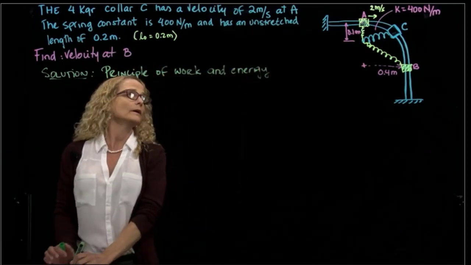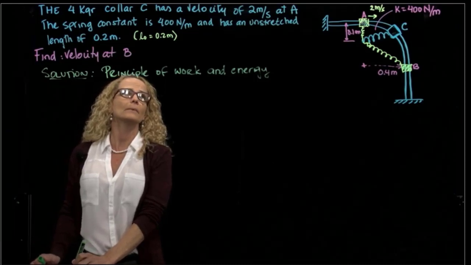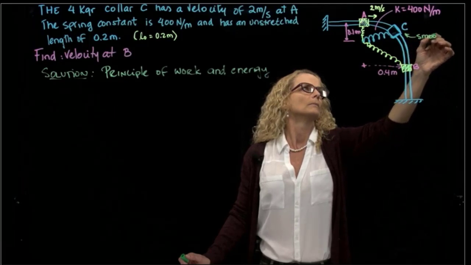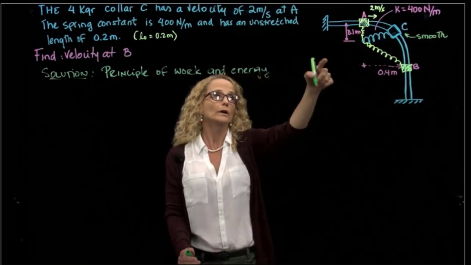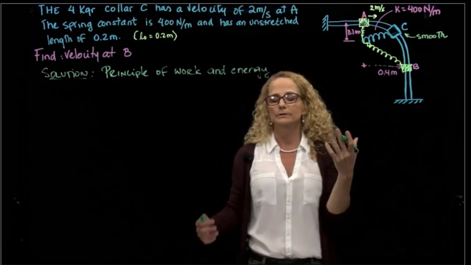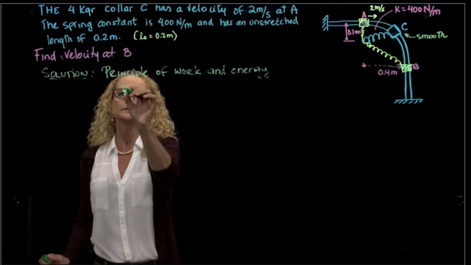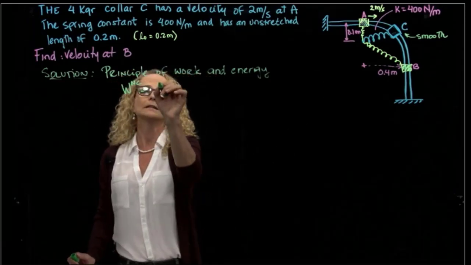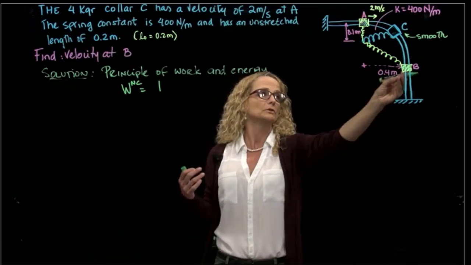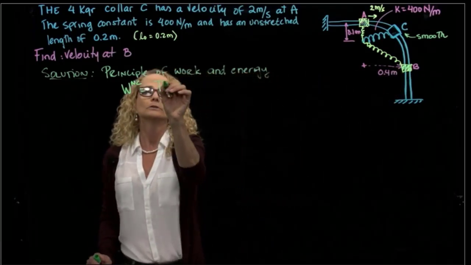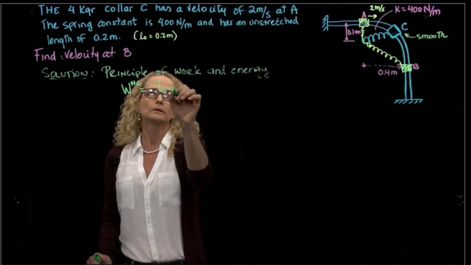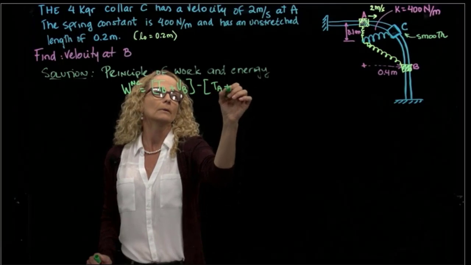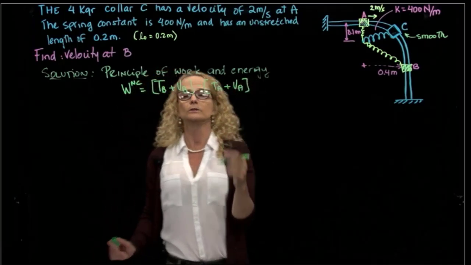And we have to see that they don't tell us anything about the friction. So this is a smooth surface or smooth coil, so it doesn't generate any friction. So when we write our principle of work and energy, we know that the work of non-conservative forces is all the energy in the final position, so it will be kinetic energy plus potential energy minus kinetic energy plus potential energy in the initial position.